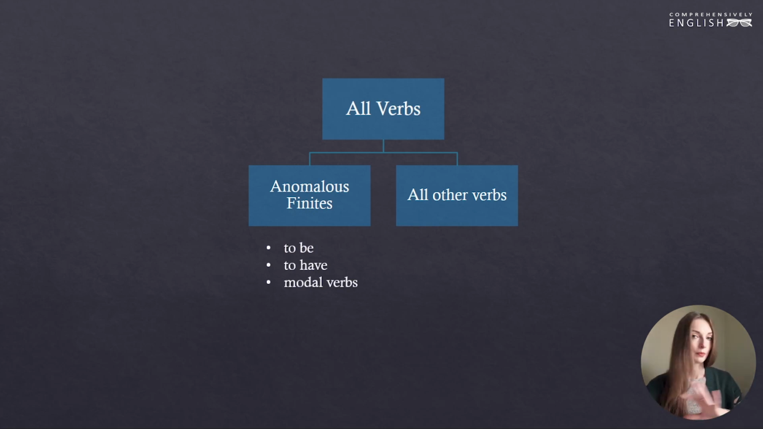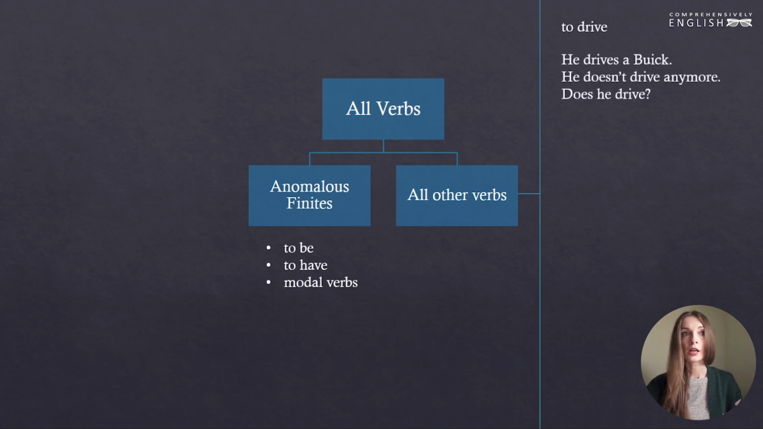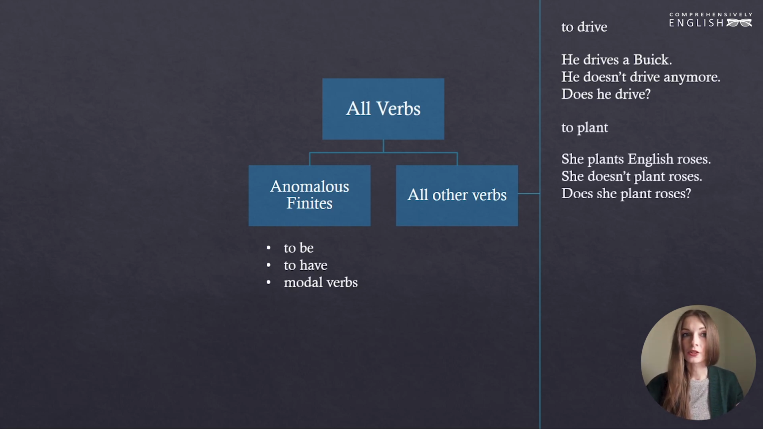All other verbs behave similarly. Let's take the verb to drive. He drives a Buick. He doesn't drive anymore. Does he drive? It takes an auxiliary verb in the present simple, doesn't, the subject is the third person singular, and that's clear. Let's take another verb, to plant. She plants English roses. She doesn't plant roses. Does she plant roses? Again, the situation is the same.